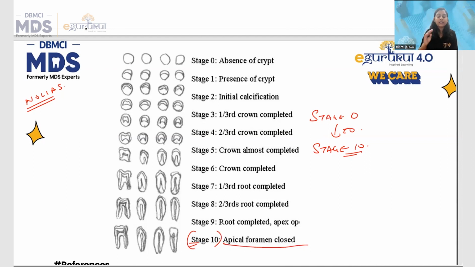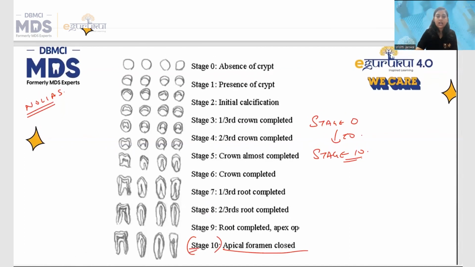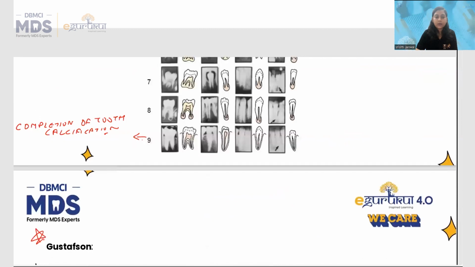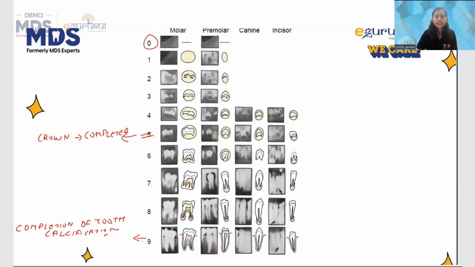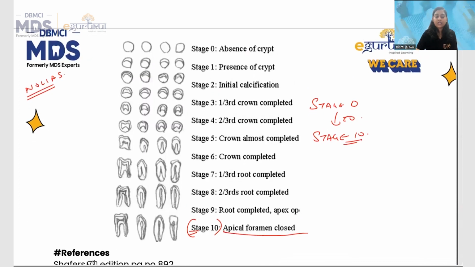Not the total calcification of the tooth. Stage 10 here is apical foramen is closed. So you can take the screenshot of this chart. It is really important. This one and this one. Okay, this is the Demirjian's method. This is the Nolla's method of age estimation.